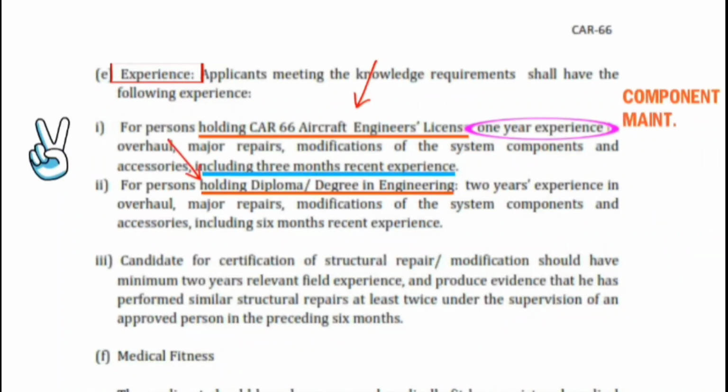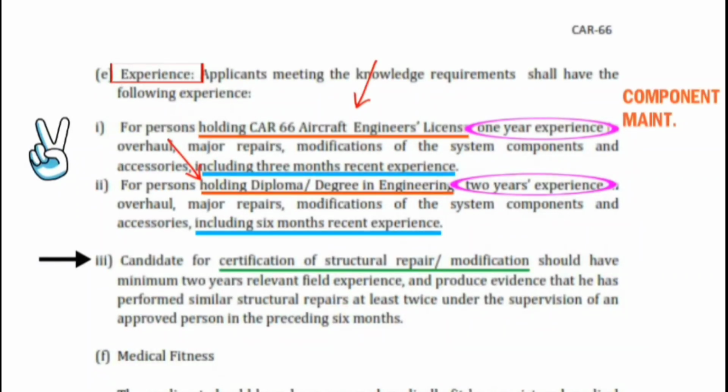And for other than license holder, a total of 2 years of component maintenance experience is required, and 6 months should be the recent one at the time of granting authorization. Now this point 3 is unique. Aircraft structure workshop: the applicant must have 2 years of field experience, and he needs to prove that he has performed aircraft structure repair twice. Remember this word, twice, under the supervision of a person in the last 6 months before the grant of authorization.